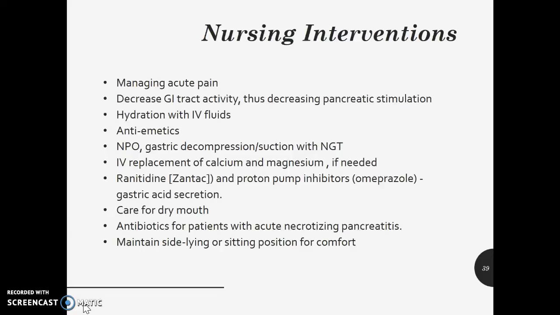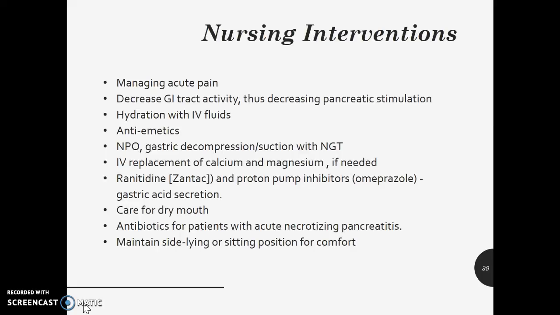Other nursing interventions include managing pain, as you can imagine. You want to decrease GI tract activity, so they're going to be NPO. They may have orders for NG tube to suction. Because of that, you're going to really watch them for their electrolyte levels. So they may need IV replacement of calcium and magnesium. They may need hydration with IV fluids. They may need antiemetics, acid reducers. They may need care for their dry mouth because of that as well.